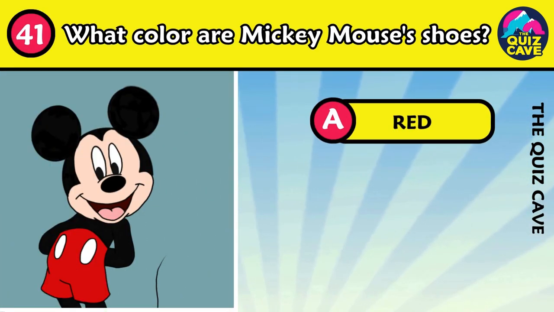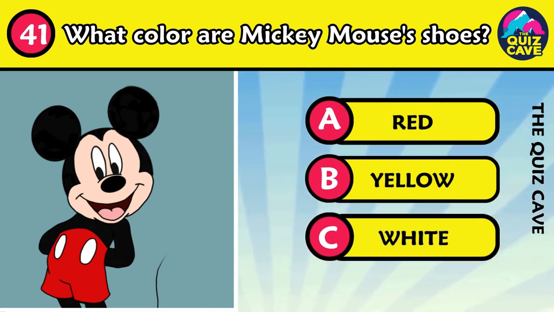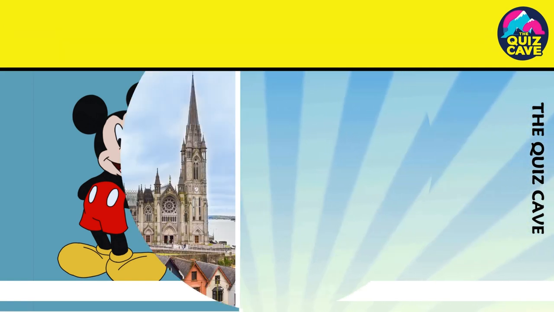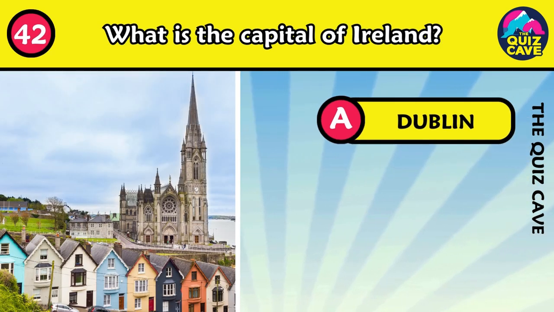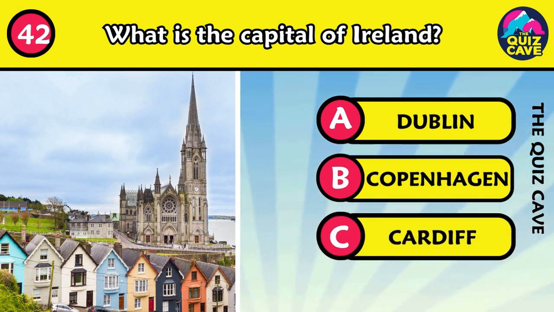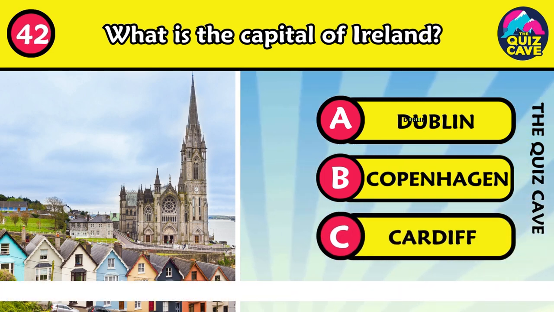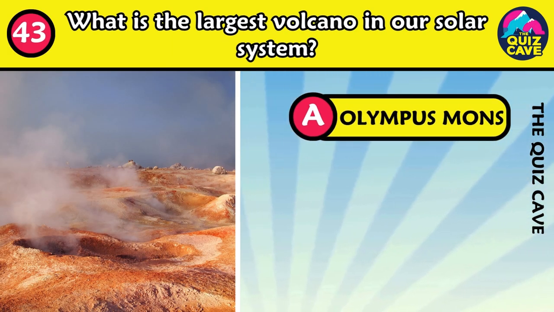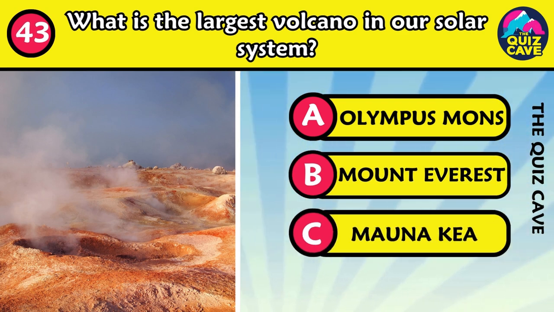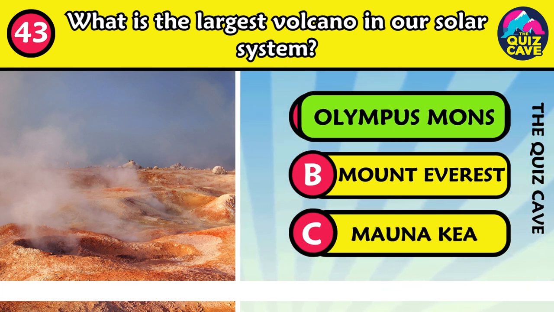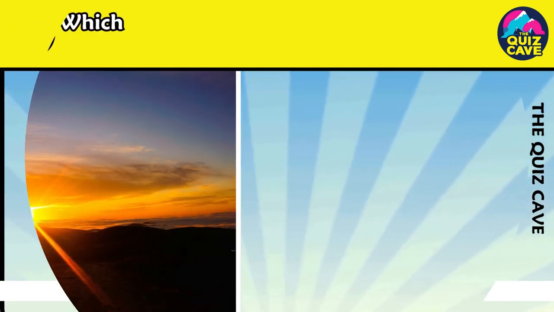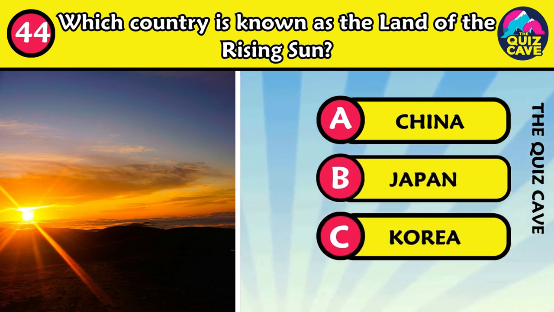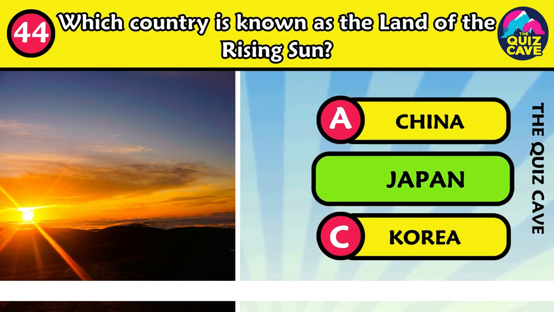What color are Mickey Mouse shoes? Yellow. What is the capital of Ireland? Dublin. What is the largest volcano in our solar system? Olympus Mons. Which country is known as the land of rising sun? Japan.